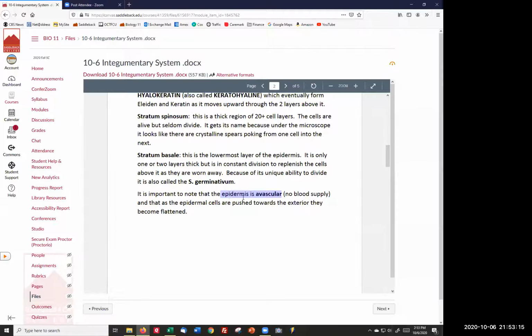Okay. But there's no blood supply to the epidermis. If you get a paper cut, a little cut, and it doesn't bleed, you haven't gone through the epidermis. If you do get any blood on your skin, well, then you have gone through the epidermis to at least the dermis, which is right underneath it.